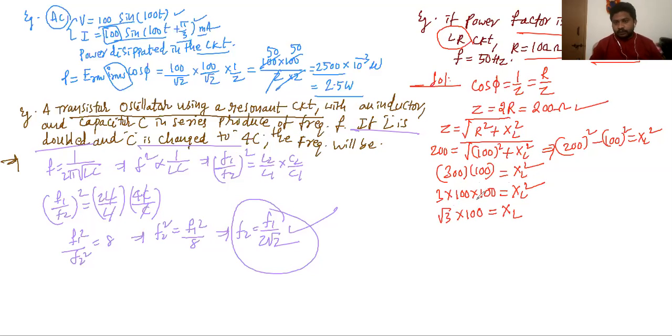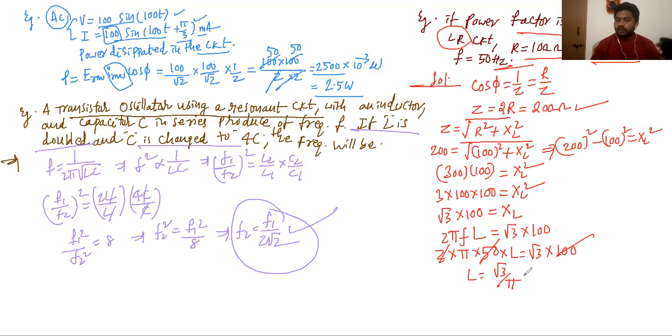Now, what is XL? XL is 2 pi into F into L, which is equal to root 3 into 100. The frequency is 50, they gave. So 2 pi into 50 into L is equal to root 3 into 100. Now 2 into 50 is 100, and the 100s cancel. Your L value is root 3 by pi. So L is inductance, in Henry: root 3 by pi Henry.